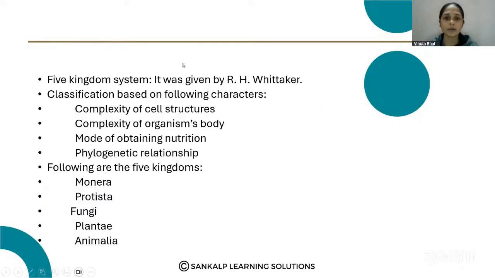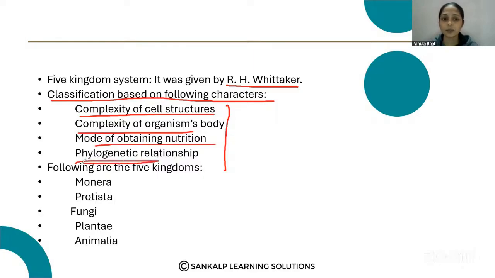Next, the five kingdom classification was given by R.H. Whittaker. Very important. The classification of the organisms is based on these important points: complexity of the cell structure, complexity of the organism's body, mode of obtaining nutrition, and, very important, phylogenetic relationship. Based on that, he classified the organisms into five kingdoms: Monera, Protista, fungi, Plantae, and Animalia.